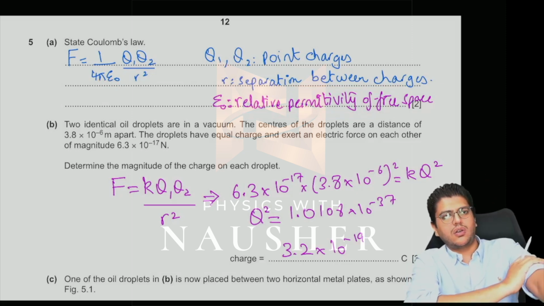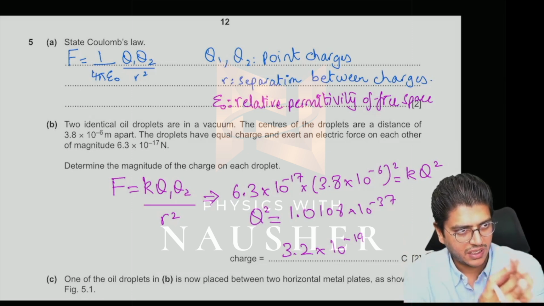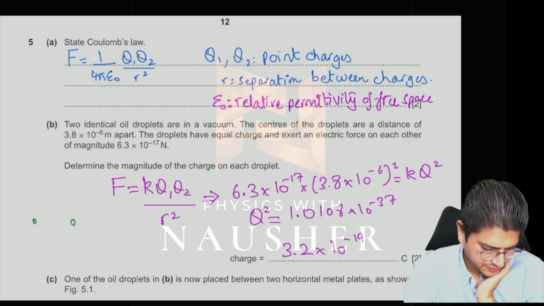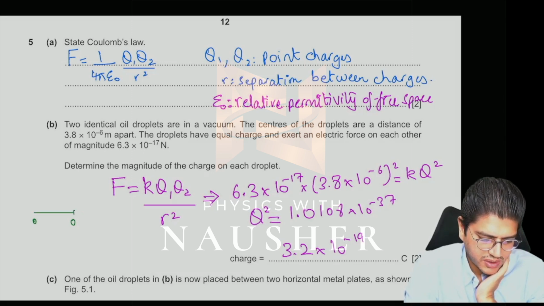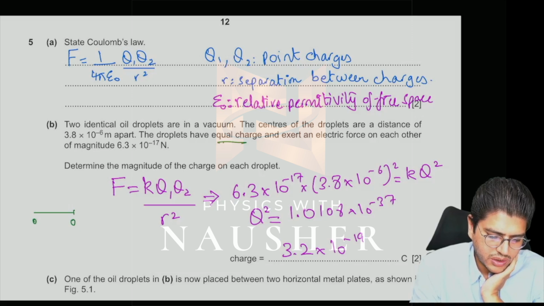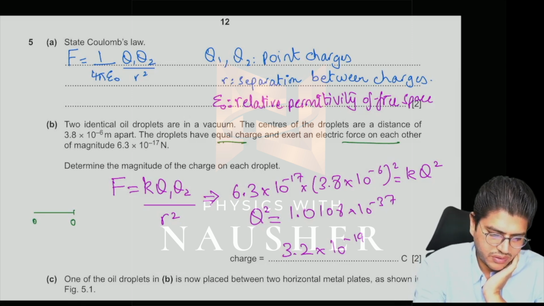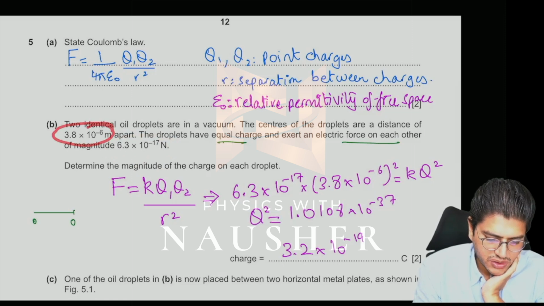Part B. Two identical oil droplets are in a vacuum. The centers of the droplets are a distance of 3.8 times 10 to the minus 6 meters apart. So I've got two droplets here and here. They're giving you the distance between them. They're giving you the force. They have equal charge and exert electric force on each other. So what is the magnitude of the charge? They're giving you the force, which is 6.3 times 10 to the minus 17. You put that here. They're giving you the separation, which is 3.8 times 10 to the minus 6.